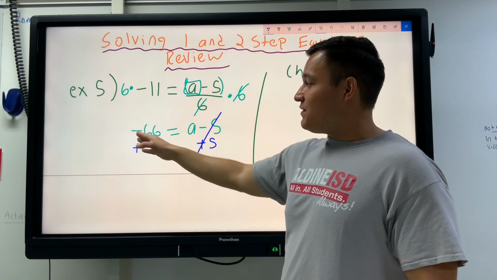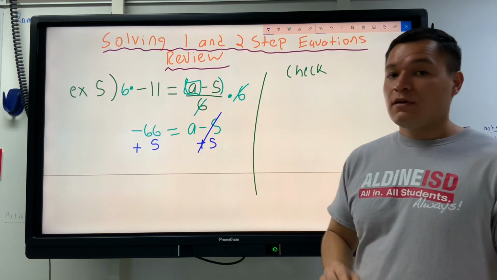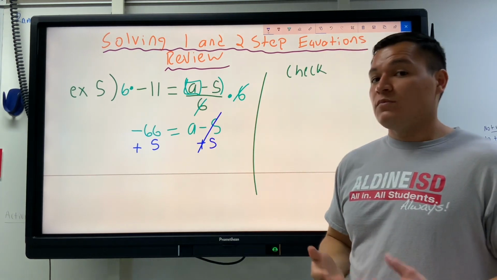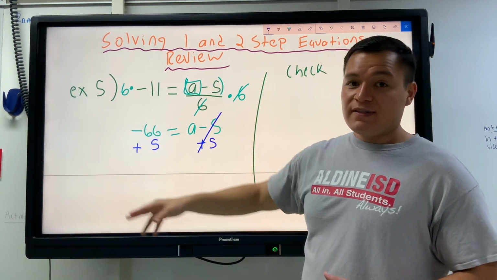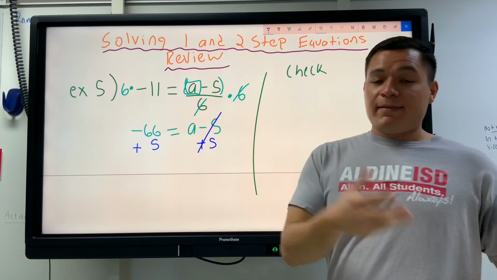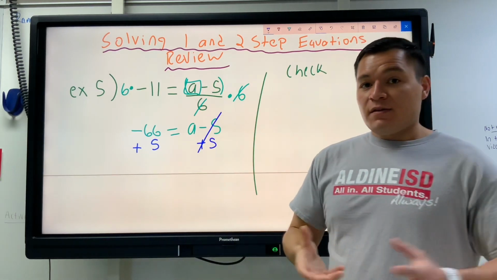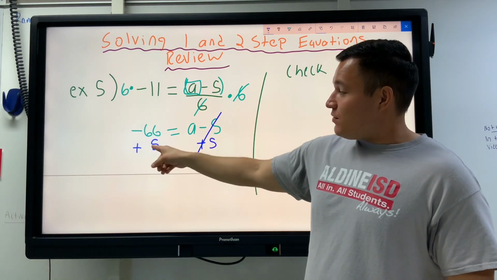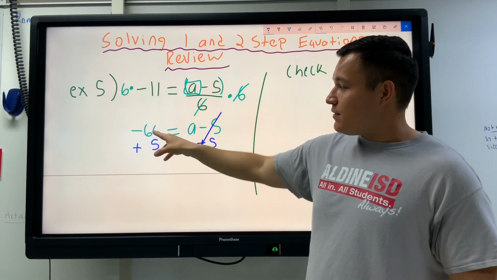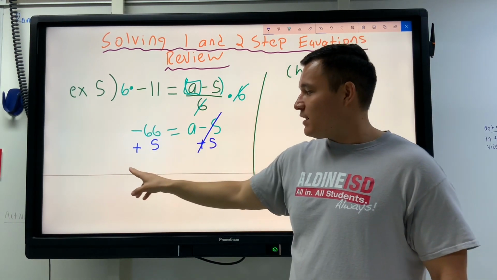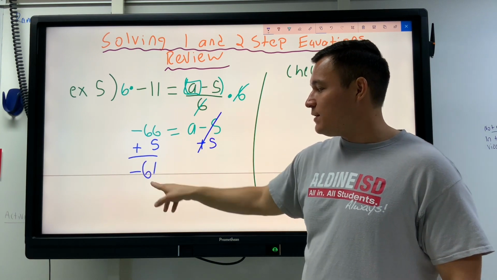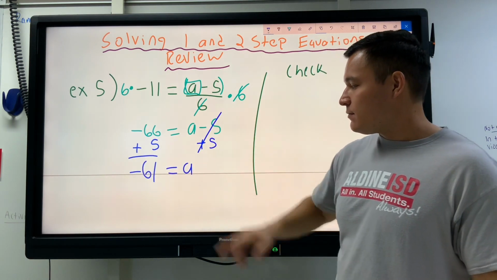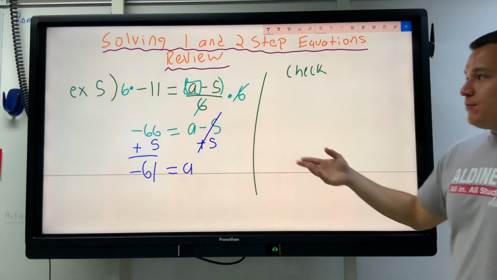On this side, we have a negative 66 plus 5. Do those have the same sign? No, they don't. Since they have opposite signs, that means they're not going to add together to make something bigger. They're going to kind of cancel each other out, and they're going to get closer to 0. So this positive 5 is going to cancel out 5 from this to make a negative 61 equal to a. We're done after we check it.